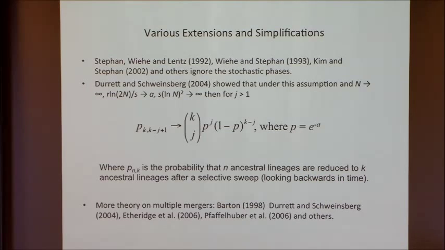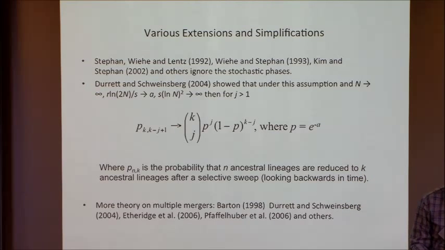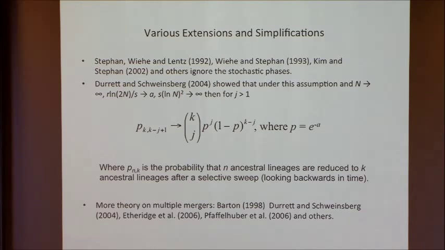Of course, this is an approximation that ignores the fact that all the lineages don't coalesce at the same time, but will coalesce at different times in different clusters. There is lots of work also on that, on the theory of coalescence processes with multiple mergers in the context of selective sweeps, and these are some of the references to that work.